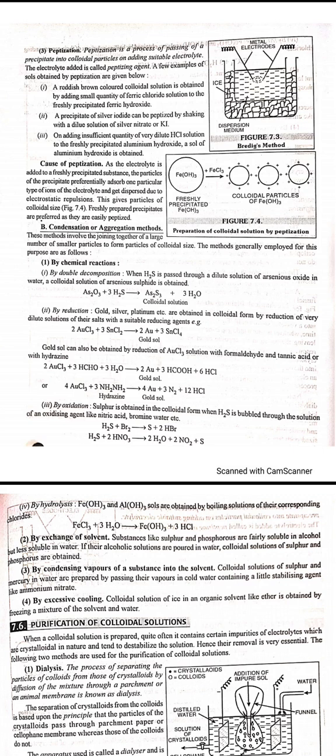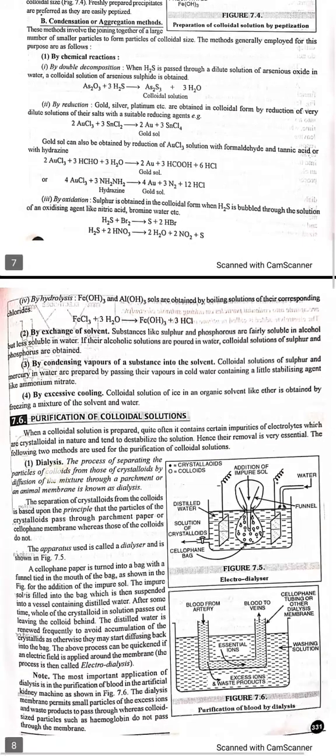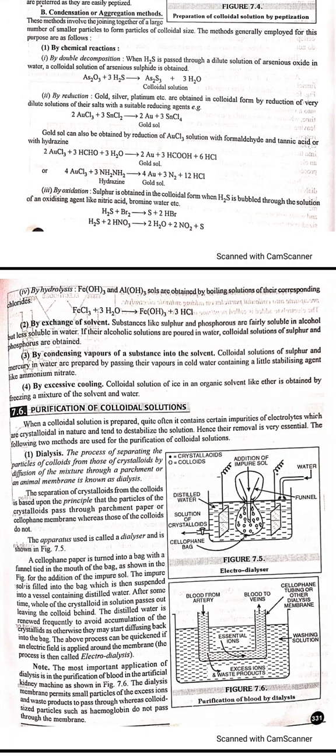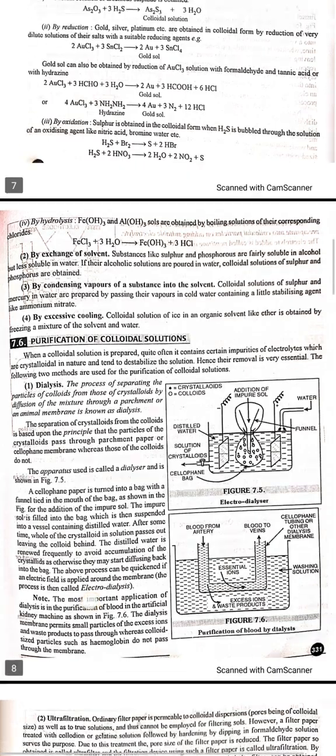Third one is by condensing vapors of a substance into the solvent. Colloidal solutions of sulfur and mercury in water are prepared by passing their vapors in cold water containing a little stabilizing agent like ammonium nitrate. Fourth one is by excessive cooling. Colloidal solution of ice in an organic solvent like ether is obtained by freezing a mixture of the solvent and water. Now our next topic is purification of colloidal solutions.